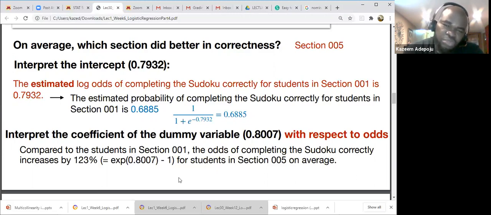Getting 0 will mean that the odds of completing the Sudoku correctly in the two sections of the class are the same. The moment beta 1 equals 0, the exponential raised to power 0 is going to be 1, and 1 minus 1 will be equal to 0. So 0 means there is no difference between the two classes in terms of the odds of completing the Sudoku game correctly. Take a look at that right now.